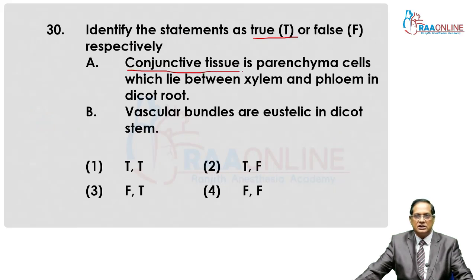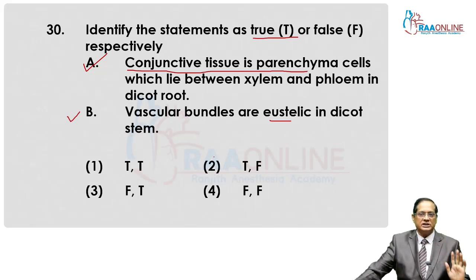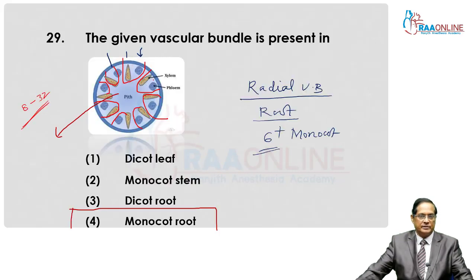Conjunctive tissue is parenchymatous and lies between xylem and phloem in dicot root. It is right. Vascular bundles are eustelic in dicot stem. Right, both are right. What is conjunctive tissue? That is the tissue present in between xylem and phloem. See the past picture. The tissue present in between these two, xylem and phloem, the space between them. Here the conjunctive tissue is present.